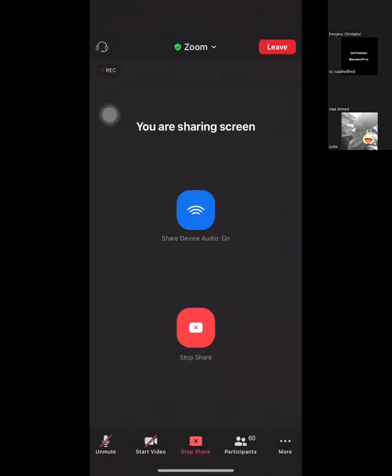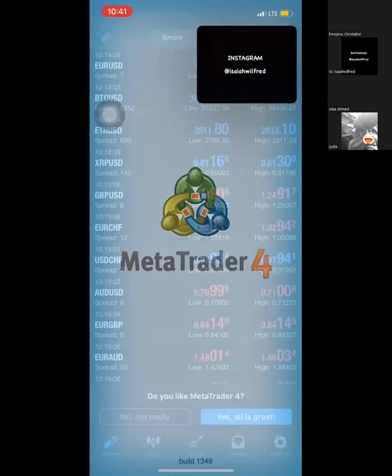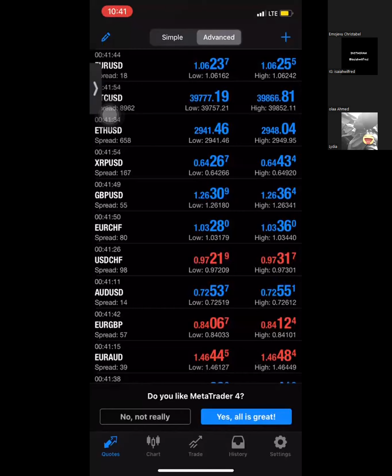MT4 or MT5. All right, so Moin, you can share your screen. All right, so just go to your MetaTrader. Let's do the same thing. So yeah, okay, push that to the side.